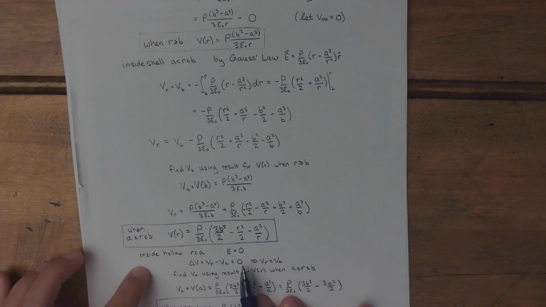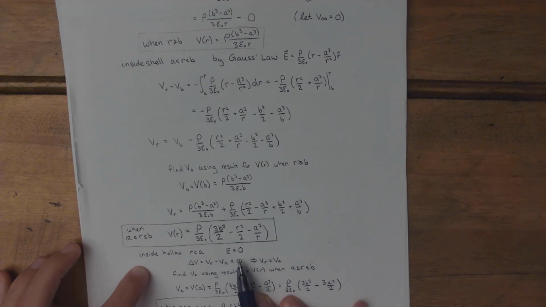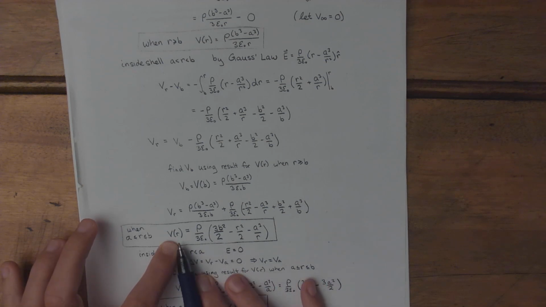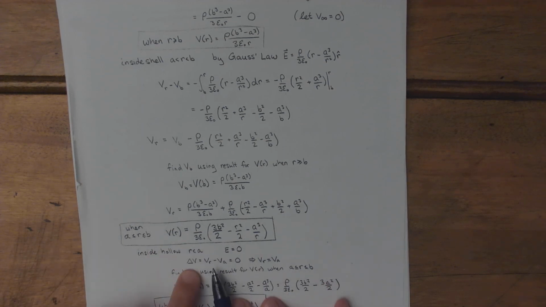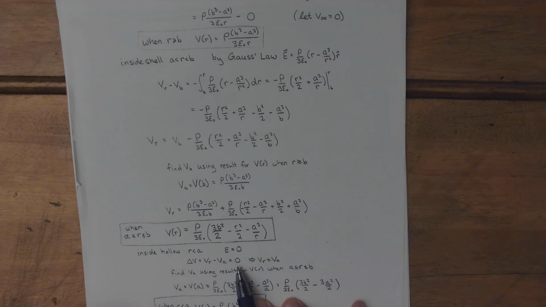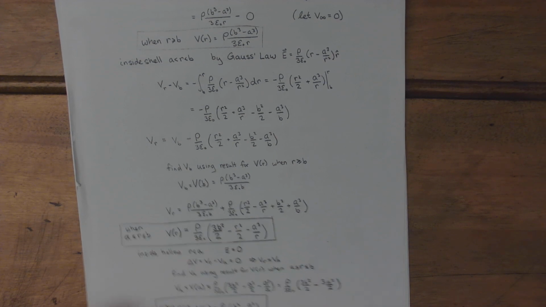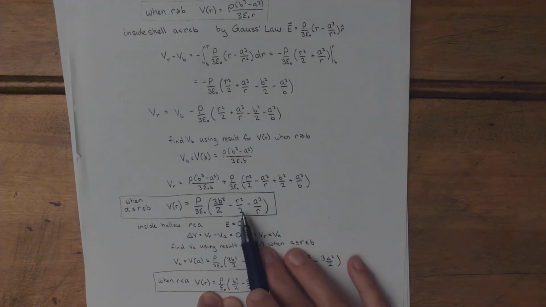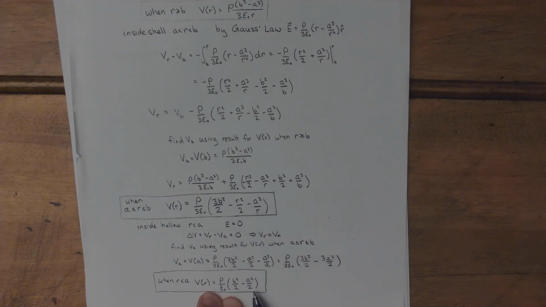Then inside the hollow region, the electric field is equal to 0, which just means whatever potential I have here when R is equal to A, the change in potential has to be equal to 0 because the electric field is equal to 0. So finally, when R is less than A, the potential is just whatever this equation gives me when R is equal to little a.